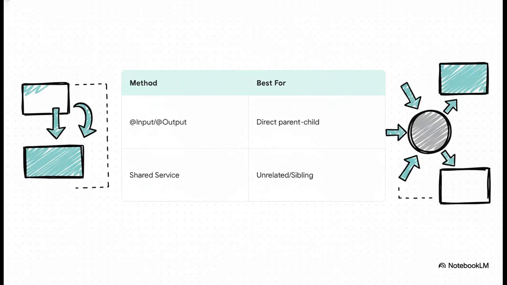So here's the key takeaway. You gotta choose the right tool for the job. @Input and @Output are absolutely perfect for that direct parent-to-child chatter. But what about components that are far apart in the app, or they're just siblings?